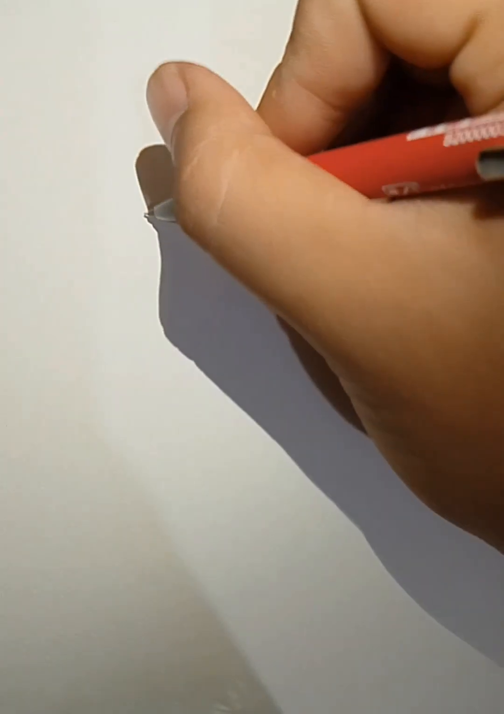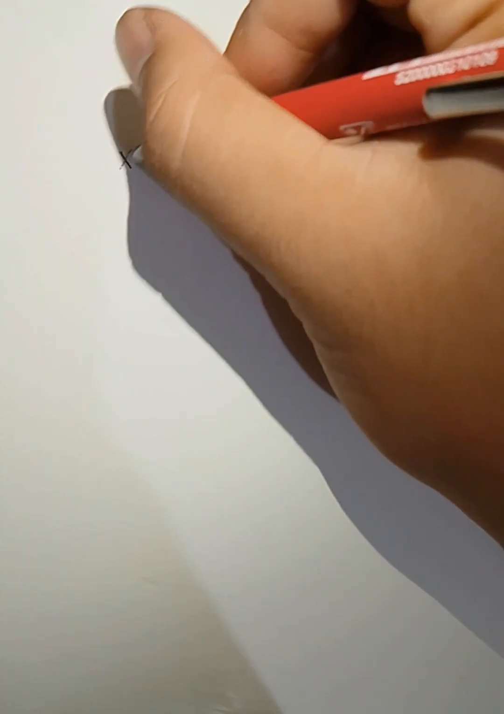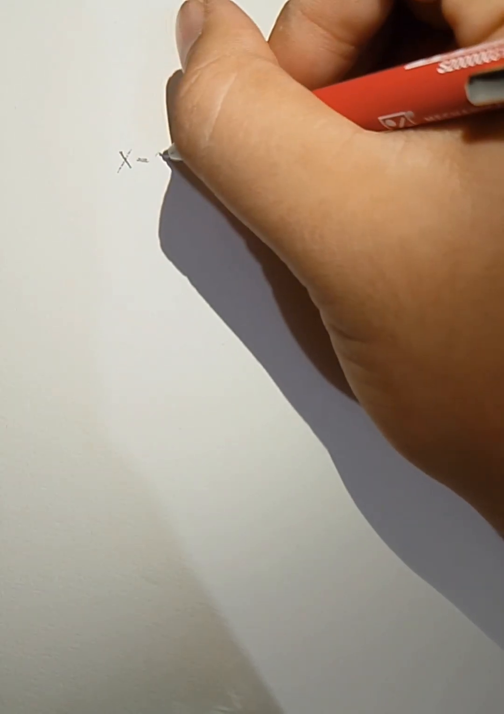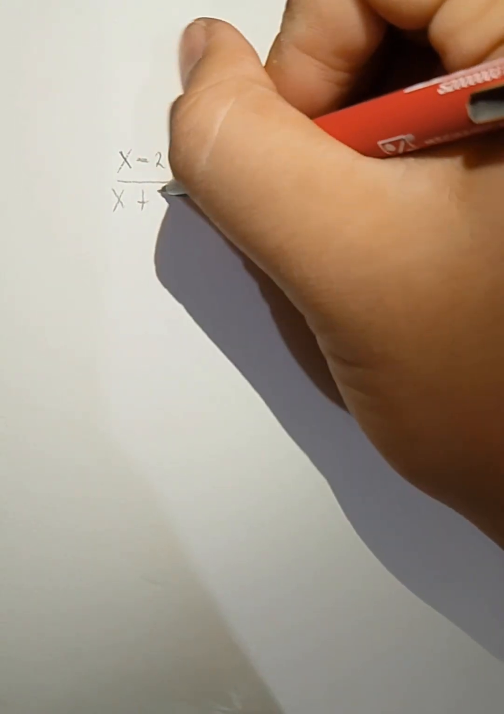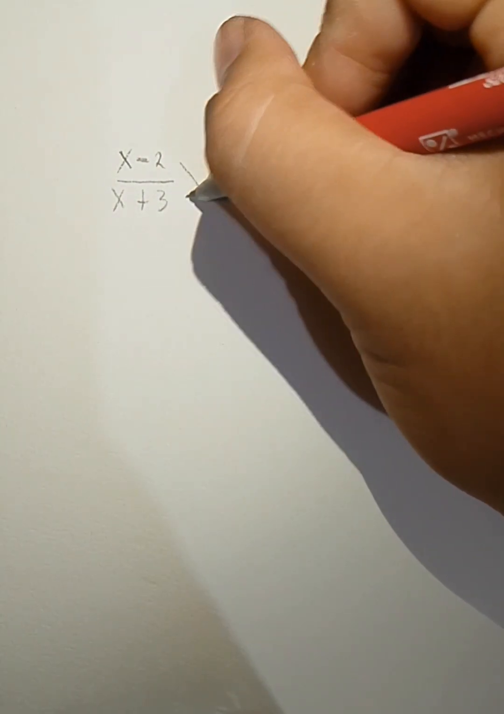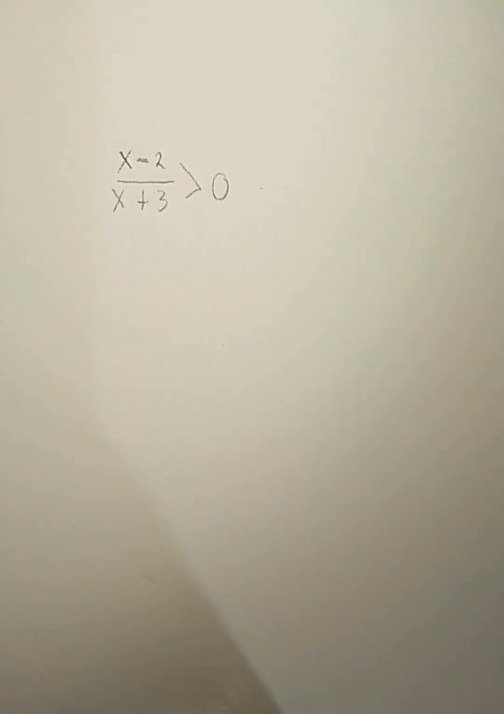Now let's move on to the solving. We will begin with this inequality: (x - 2) over (x + 3) is greater than 0. Let's start with getting the critical values. But how do we get the critical values, you may ask? Critical values are the zeros of the numerator and denominator. So our expressions are x - 2 and x + 3.